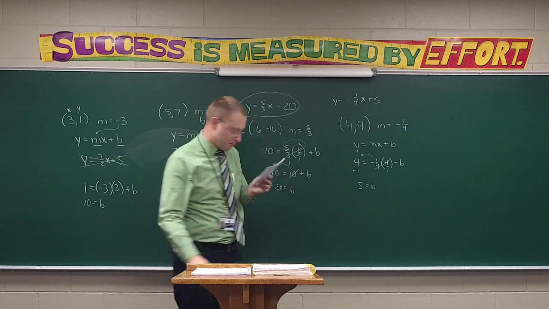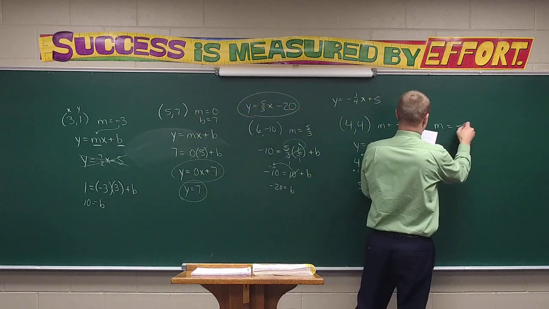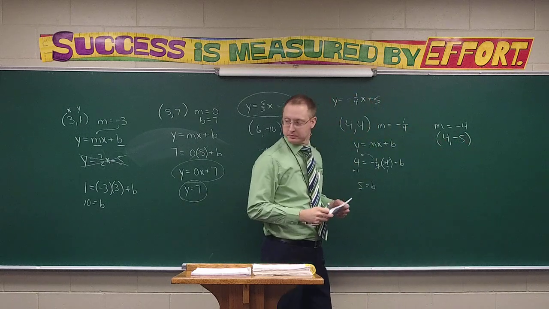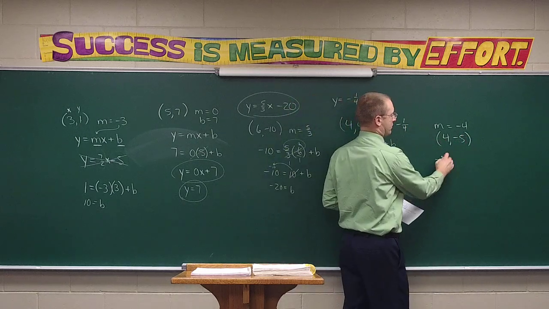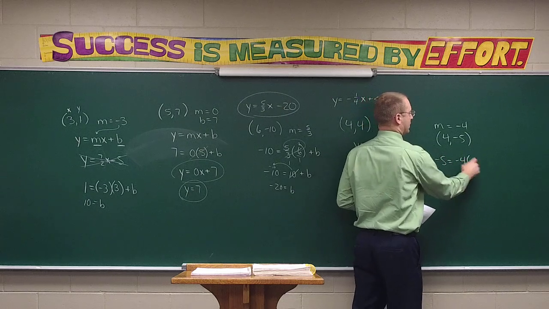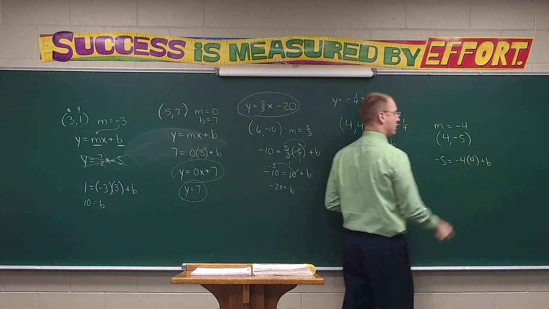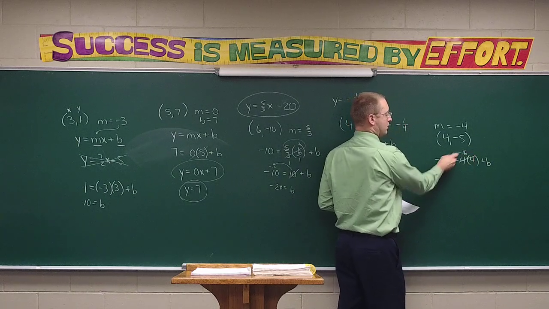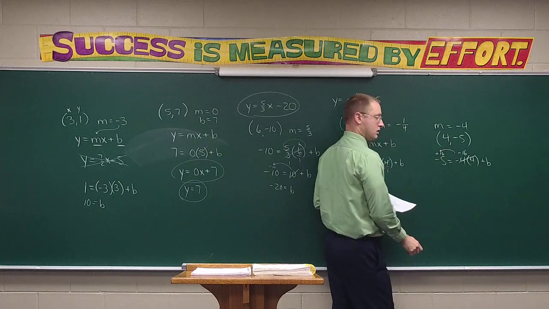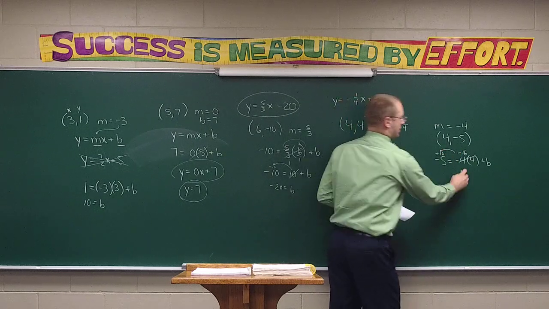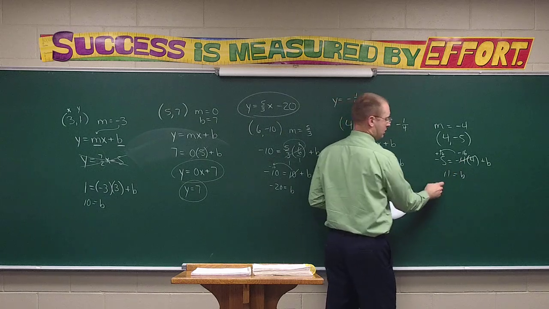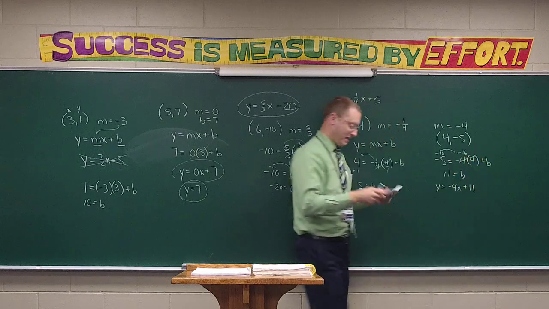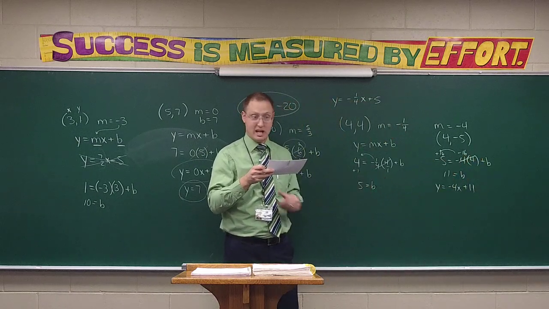All right, number 10, Abby, we had a slope of negative 4. We had a point 4, negative 5. Walk us through this one. Okay, so negative 5 equals negative 4 times 4 plus b. And then you multiply the 4's to get negative 16, and just add it to the other side to get 11 equals b. So the equation is y equals negative 4x plus 11. And there we go. How many of the same equation here on number 10?